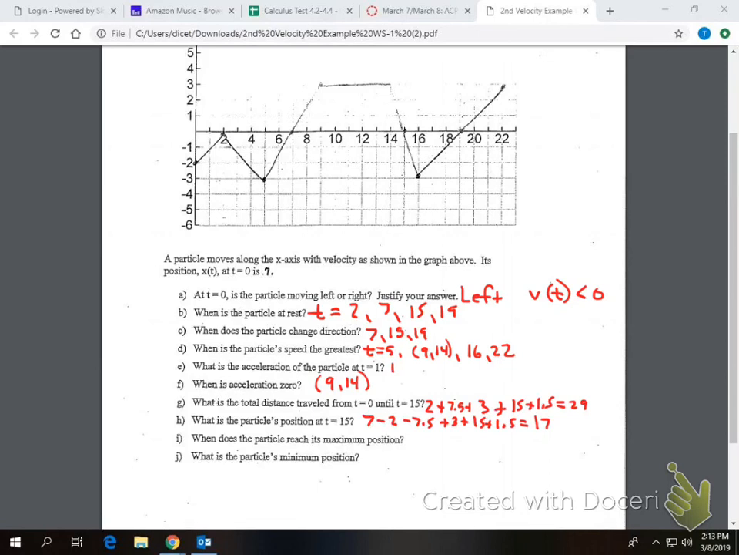When does the particle reach its maximum position? So I start at position 7, then I go backwards, backwards, forward, backwards, forward. Where do I reach my maximum position? Time equals what? What do you think? Should be 22, shouldn't it? Well, here's the deal.